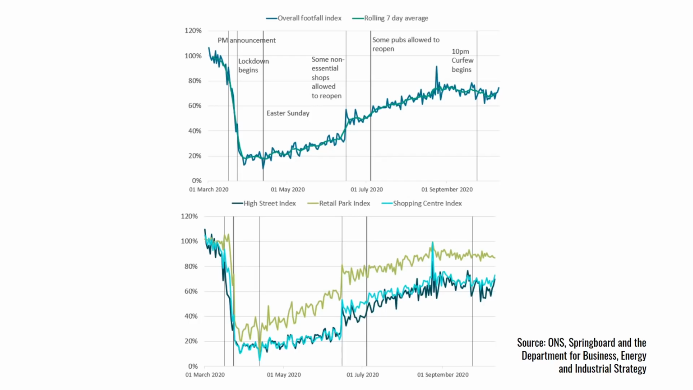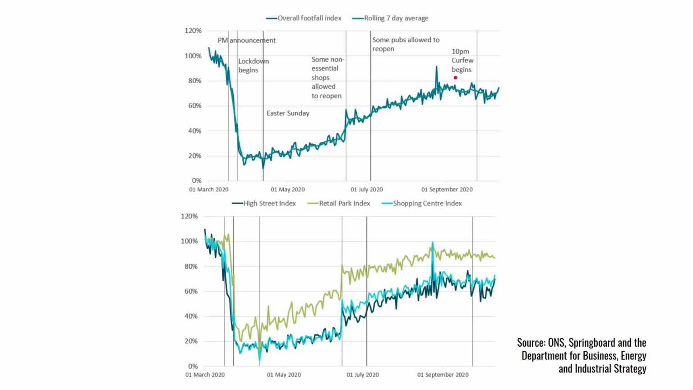But what's interesting is the Office for National Statistics has really raised their game as a result of the crisis, and they've started producing really timely data which updates almost on a weekly basis. So here they've got data from Springboard and the Department for Business, Energy and Industrial Strategy, which looks at the footfall index such that before lockdown is rescaled to 100%. So footfall fell by about 80% in the early stages of lockdown. It gradually recovered. Then when pubs were allowed to reopen, it increased a bit more.